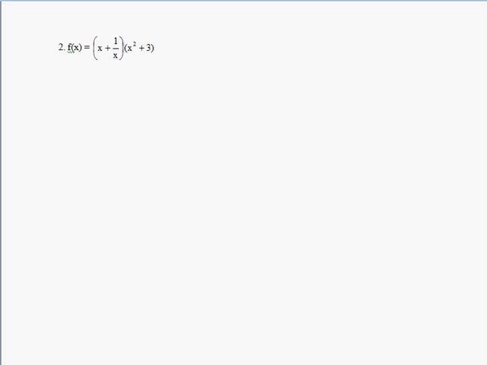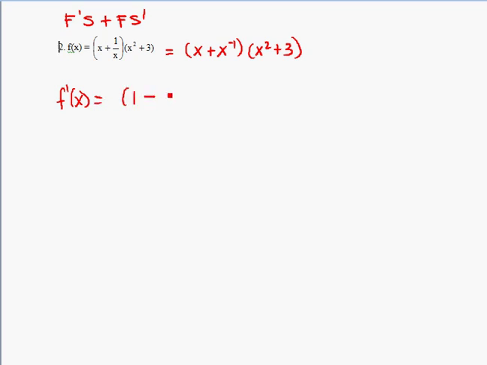Just a little uglier function. So again, our product rule is the derivative of the first times the second plus the first times the derivative of the second. So therefore, I'm just going to rewrite this as x plus x to the negative 1, times x squared plus 3. So the derivative of this times the second. So therefore, f prime equals 1 minus x to the negative 2 times x squared plus 3 plus the first times the derivative of the second, which is just 2x.